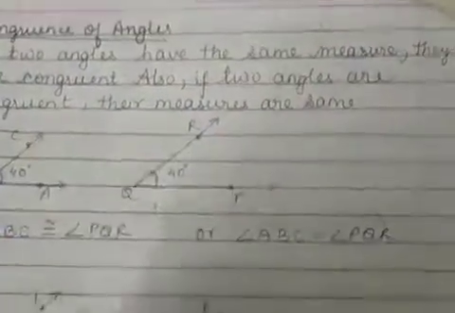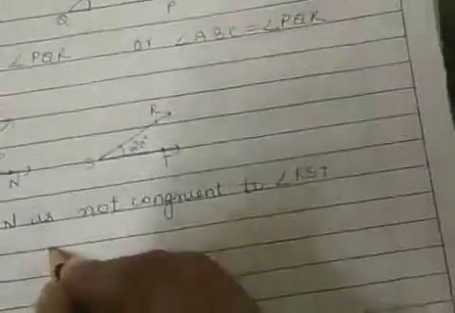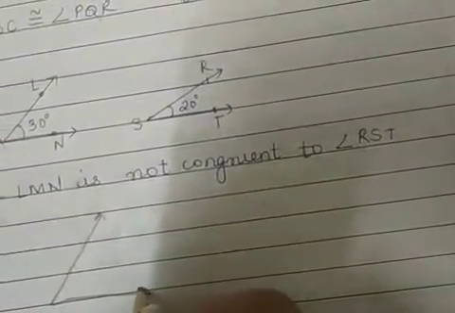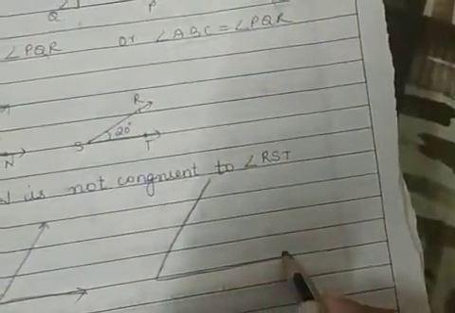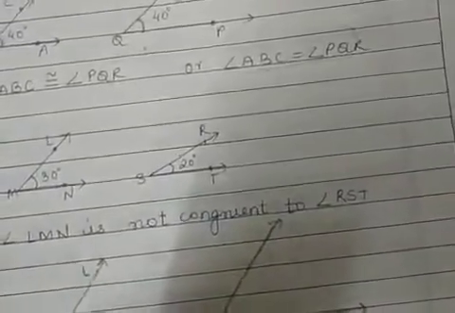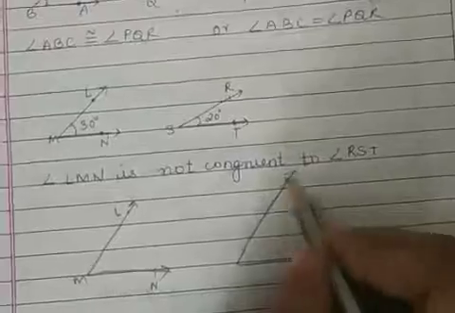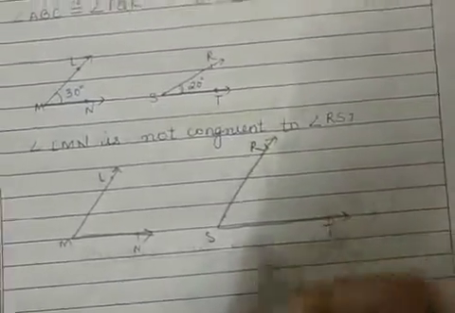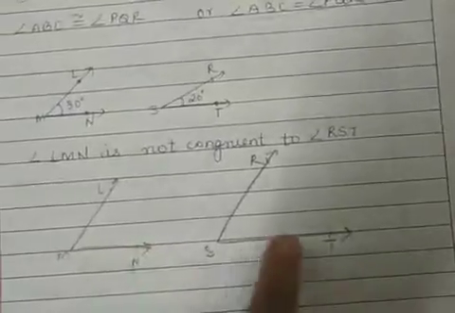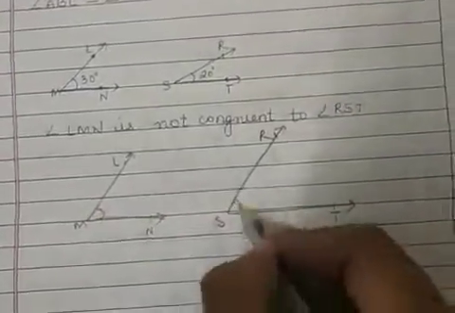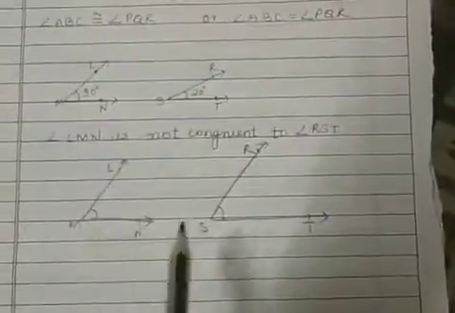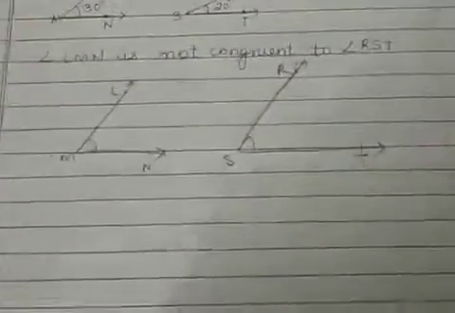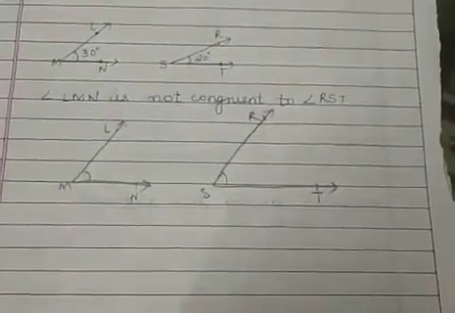The next statement says that if two angles are congruent, their measures are the same. So just like the previous case, suppose you are given that this angle LMN is congruent to this angle RST. If it is given that these two are congruent, then this angle will be equal to this angle. If the angles are equal, then we can say they are congruent, and if it is given that they are congruent, the angles should be equal. So this was all about line segments and angles.